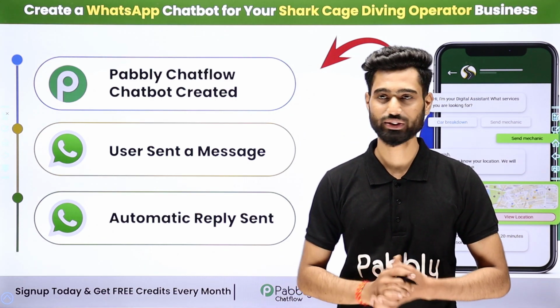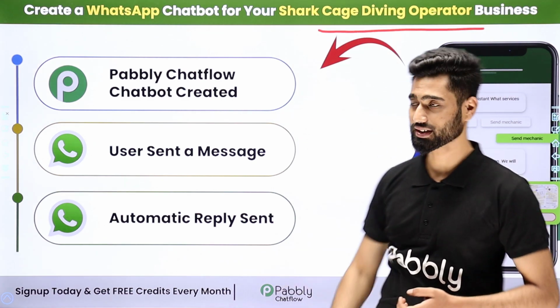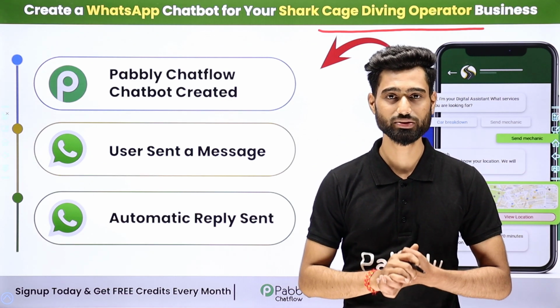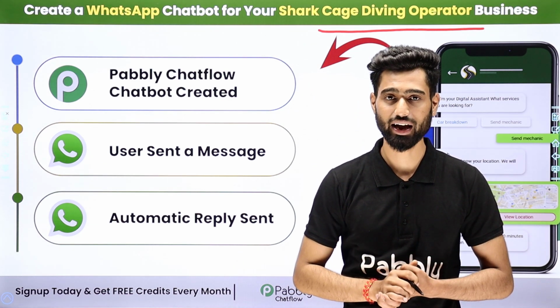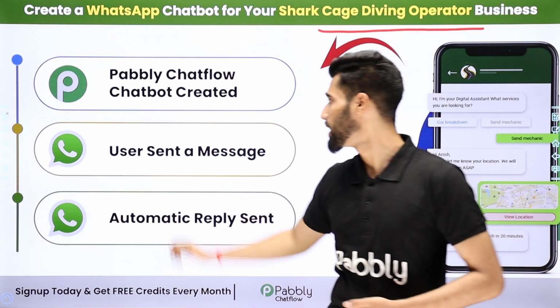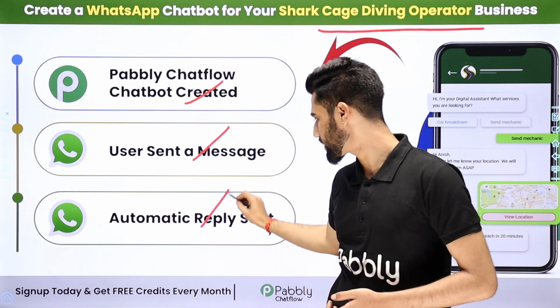In this video, we are going to learn how to create a WhatsApp chatbot for your Shark Cage diving operator business. Suppose as the owner of a Shark Cage diving operator business, I use a WhatsApp chatbot to handle bookings, share safety guidelines and provide weather updates. We can automate this process with the help of the Pabbly Chatflow WhatsApp chatbot. When a user sends a message, the chatbot automatically replies.